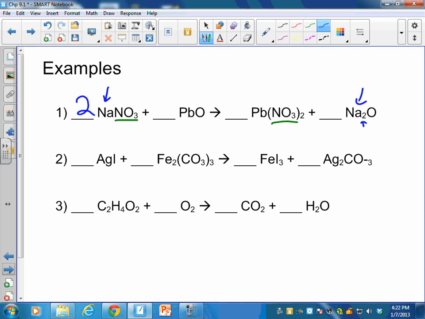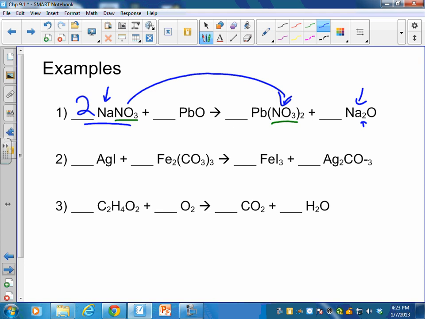Okay, the sodiums are balanced, and the 2 in front of the NO3 means that I also have 2 NO3s, right? I have 2 sodiums and 2 NO3s. So these 2 NO3s are balanced here, 2 NO3s balanced here. Okay, so that's good. So I'm balanced with that.